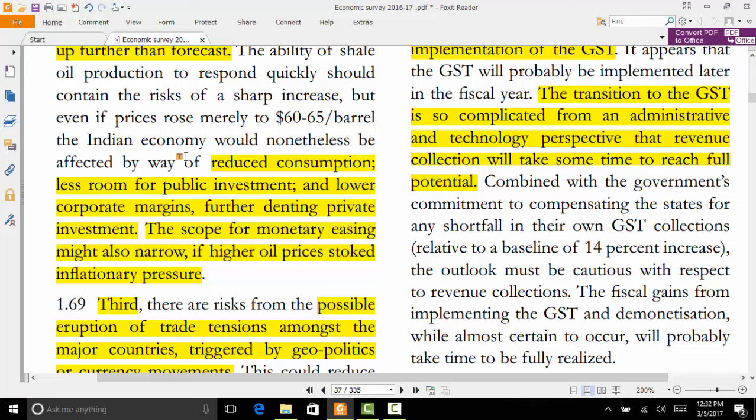Priyadarshini, make us understand this point. The scope for monetary easing might also narrow. Anchit? So when the prices are already soaring, that comfort zone wouldn't be there. Comfort zone of what? With respect to the monetary policy. So they can't increase or decrease. Like with respect to RBI, for example, the supply. Supply of what? Maybe the cash supply.